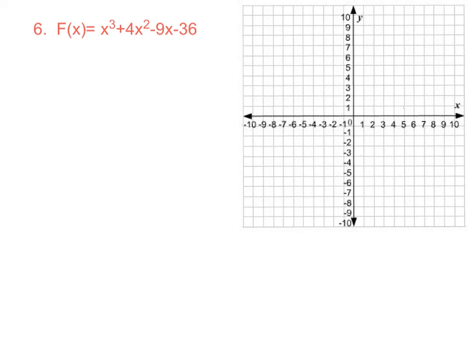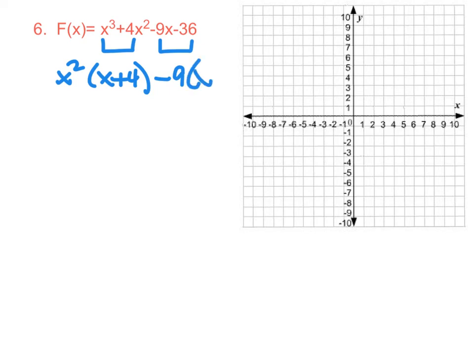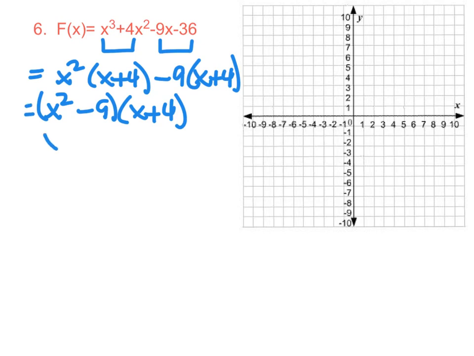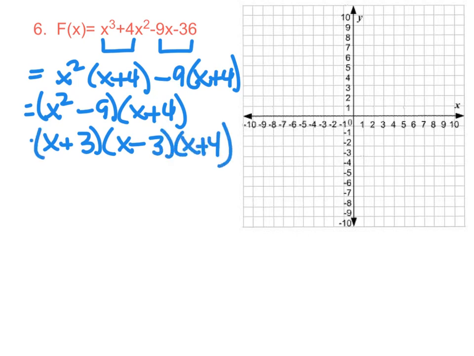Alrighty, last one. Woohoo! Same thing again. You're going to factor by grouping. So I'm going to take out an x squared, and I get x plus 4. Then I'm going to take out a negative 9, and I get x plus 4. And this is just like number 5, where you're going to end up with the difference of two perfect squares. And you're going to have to take that a step further and keep factoring that to x plus 3, x minus 3, and then we've got the x plus 4 that we bring down. All right, so our zeros are going to be at negative 3, at positive 3, and at negative 4.